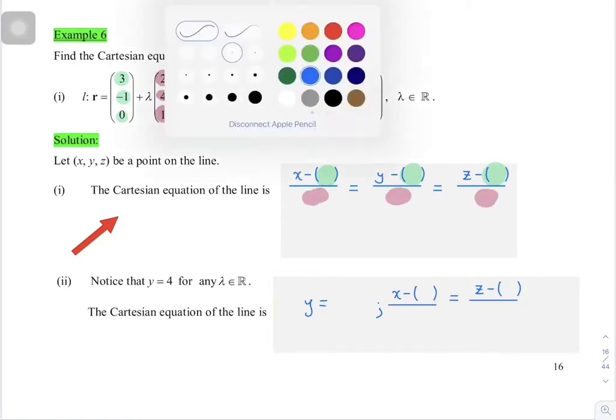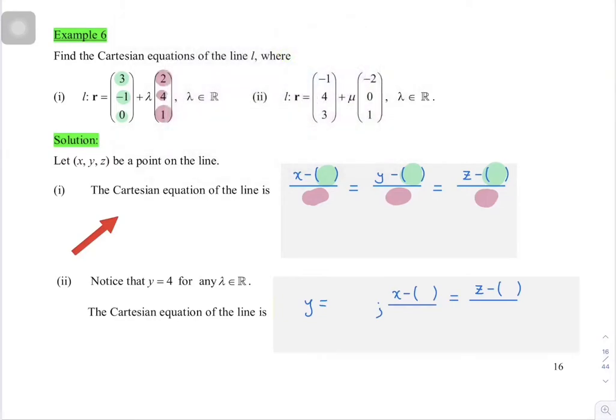So therefore, the Cartesian equation of the line can be directly written as x minus 3, y minus negative 1, z minus 0, divided by 2 over here, divided by 4 over here, and divided by 1. We can further simplify this to (x minus 3) divided by 2, equals (y plus 1) divided by 4, equals just z over this side.